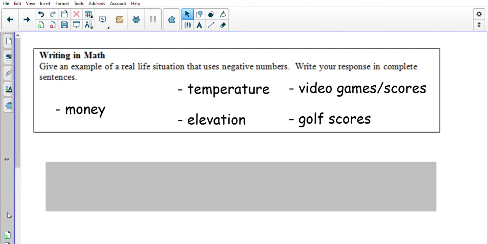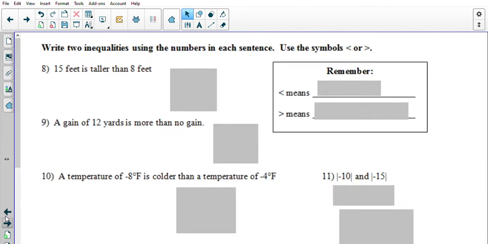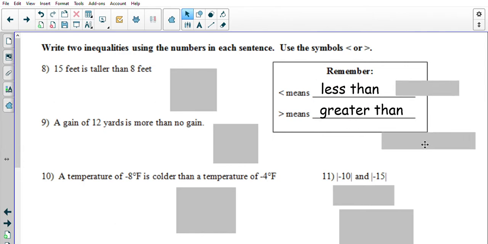All right, let's talk a little bit about some inequalities. For these 4 questions we have here, it asks us to write 2 inequalities using the numbers in each sentence. Use the symbols less than or greater than. We have to remember our inequality symbols. So the first one here is our less than symbol, and the one below it is our greater than symbol. You have to be familiar with those. You're in 7th grade now.